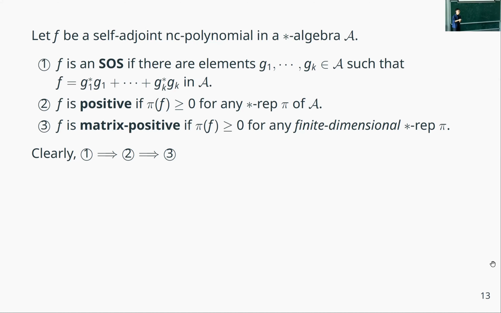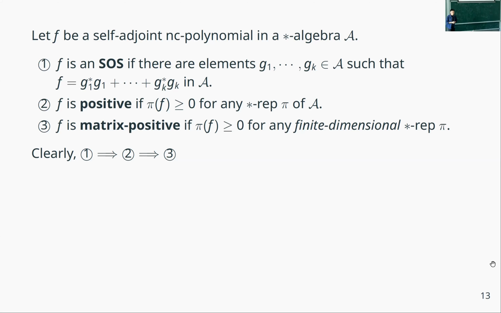Are there any questions about this definition? Good. So sum of squares means it can be written as a sum of Hermitian squares. Positivity means you are always positive when plugging in operators. Matrix positive means you are always positive when plugging in matrices, that is, finite dimensional operators.